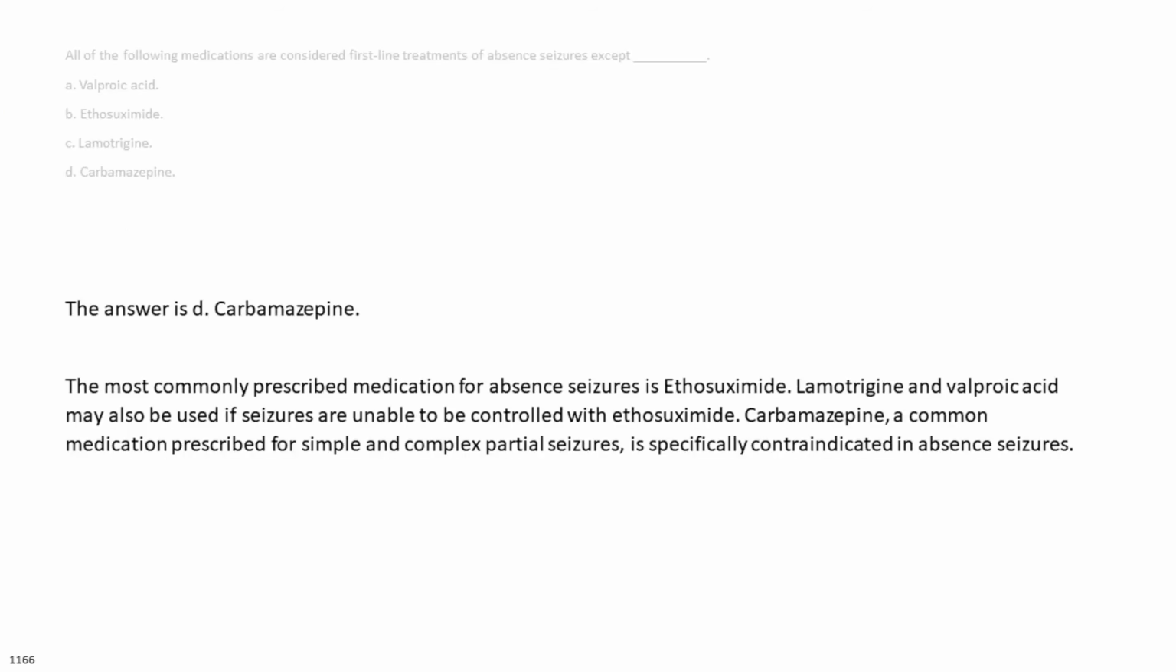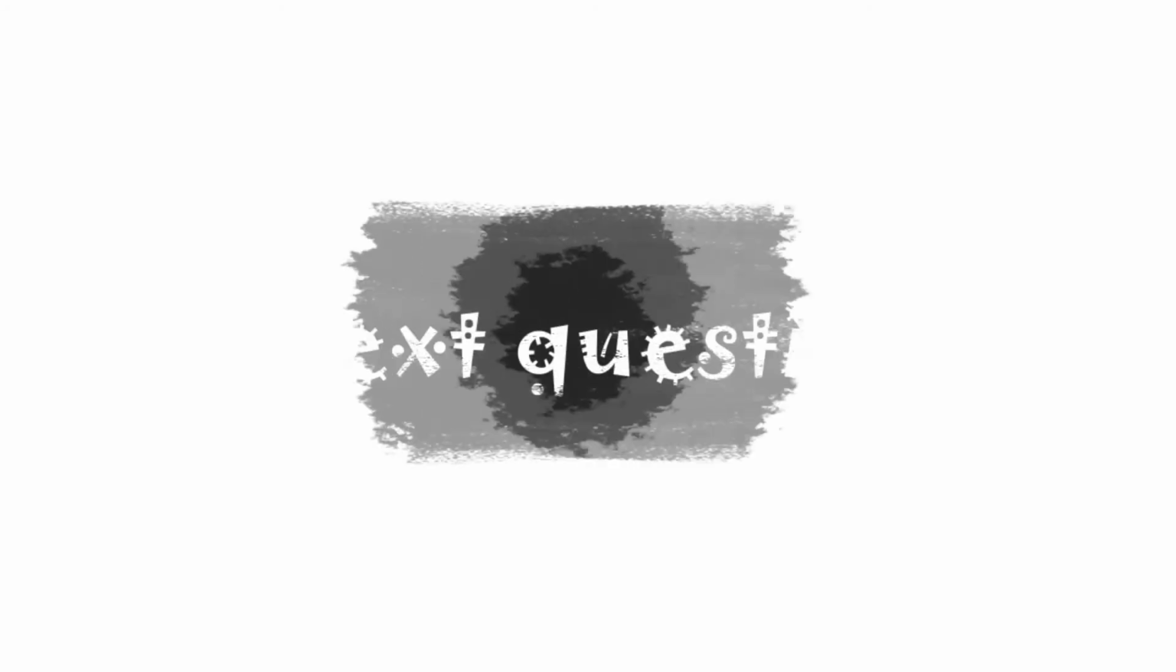The answer is D. Carbamazepine. The most commonly prescribed medication for absence seizures is ethosuximide. Lamotrigine and valproic acid may also be used if seizures are unable to be controlled with ethosuximide. Carbamazepine, a common medication prescribed for simple and complex partial seizures, is specifically contraindicated in absence seizures.